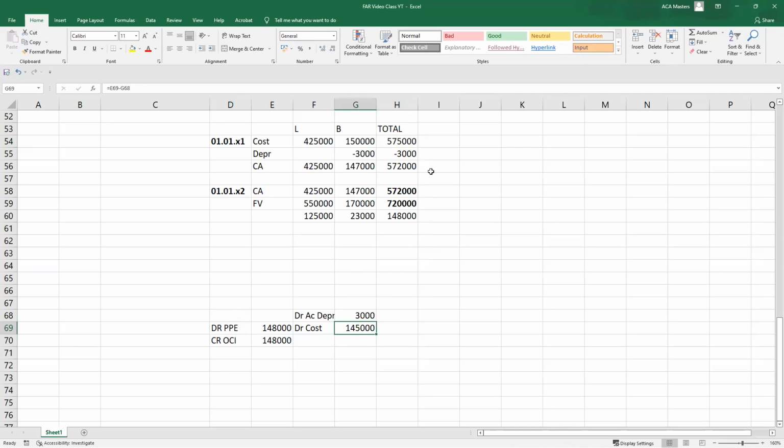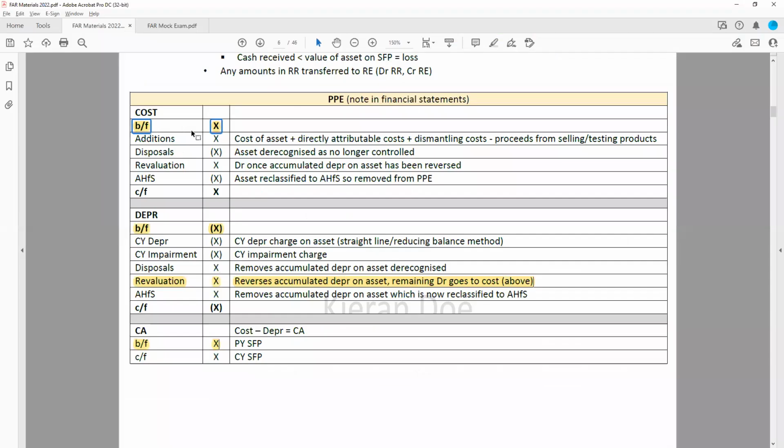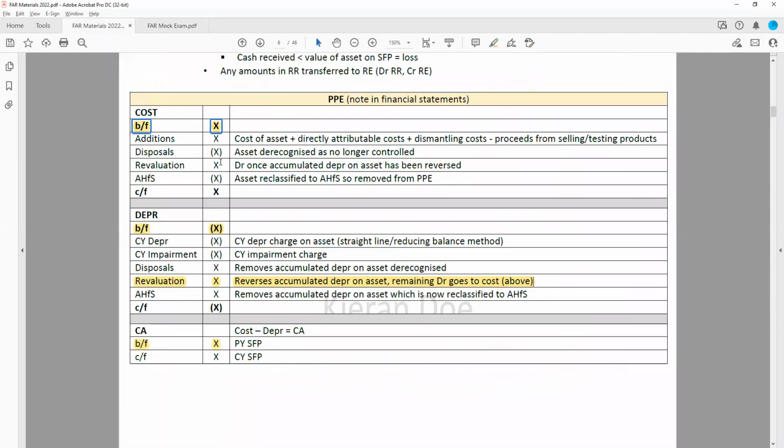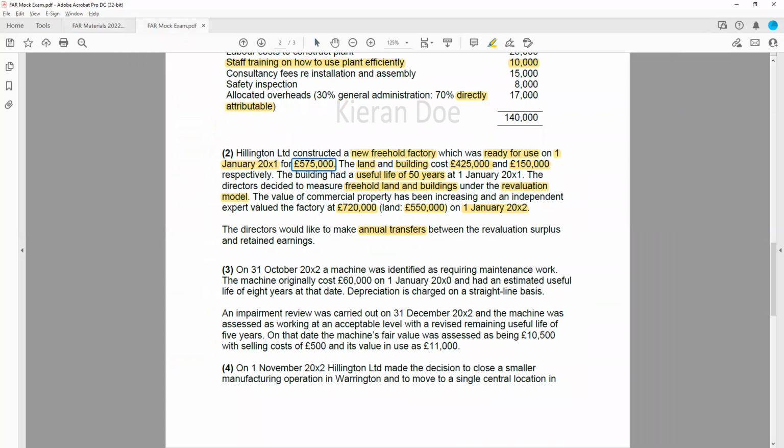So just to demonstrate how that is split out between the two, and therefore you'd have your cost amount, which would now be at the fair value. So you'd have your cost brought forward, and then your revaluation. So that's where the debit goes once the accumulated depreciation on the asset has been reversed.